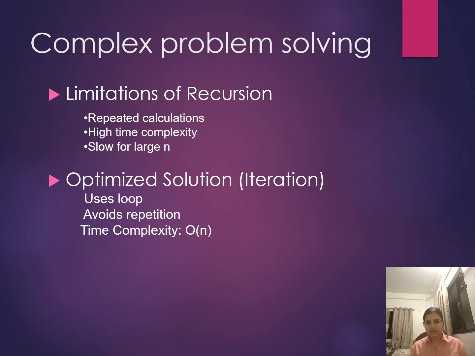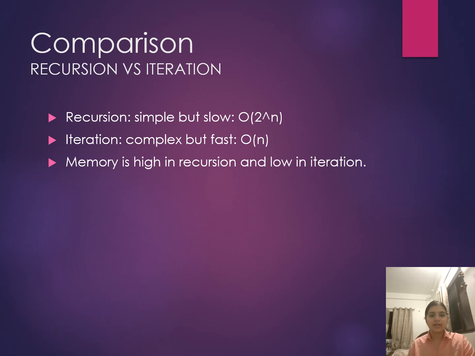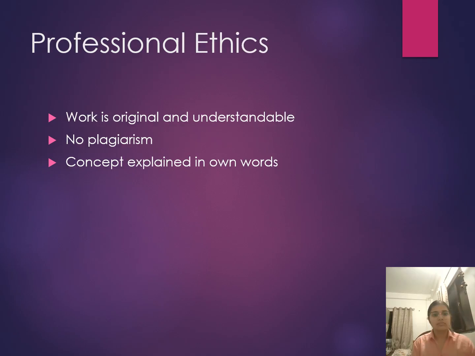Recursion has high complexity and is slow for large value of n. We can optimize this by using iteration, as it uses loops, avoids repetition, and has lower time complexity. Here we will be comparing the two. First, recursion is simple but slow and it has high memory. On the other hand, iteration is complex but it is very fast and it has low memory.